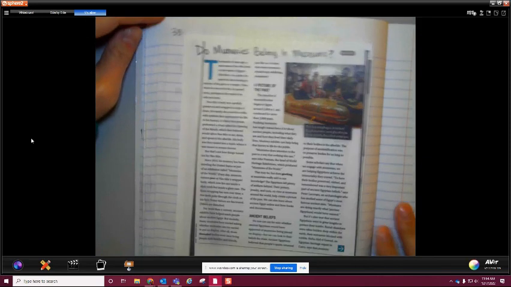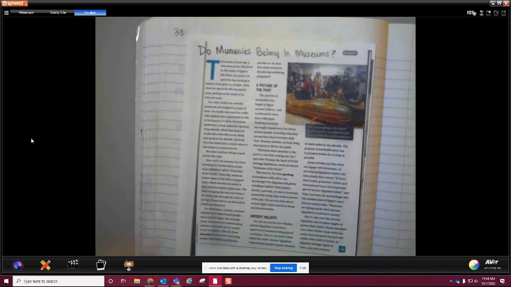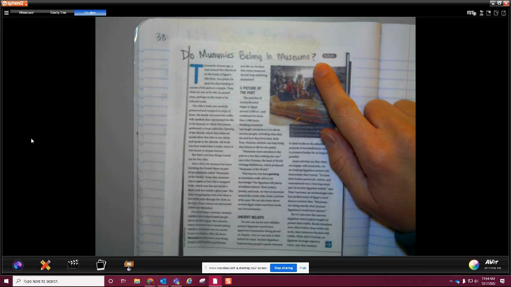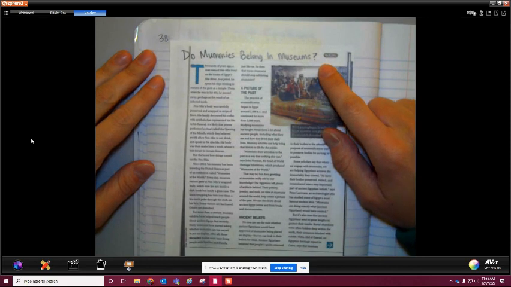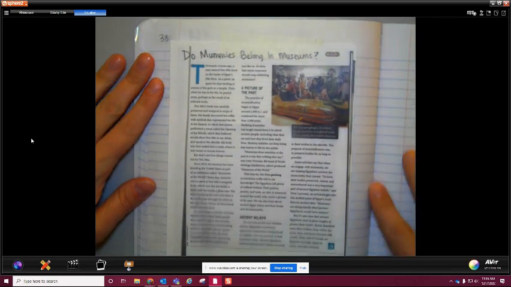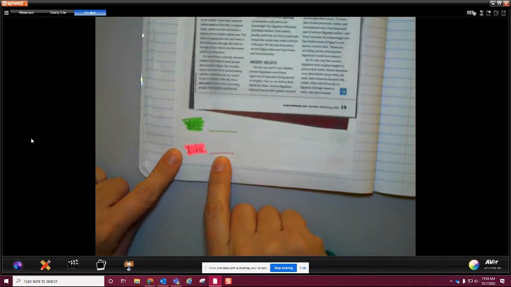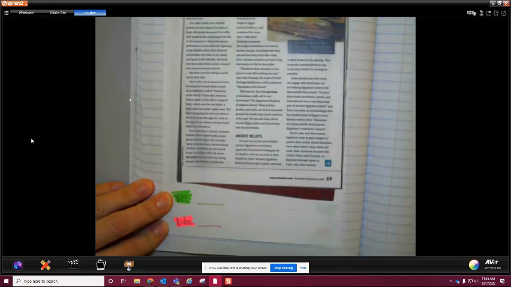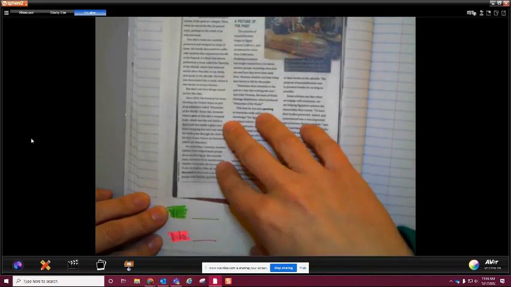Essentially what you're going to do, I'm going to show you in my notebook here, is you are going to annotate this for the specific claims that are happening. There's two different claims in here because, again, the title is "Do Mummies Belong in Museums?" And so obviously you're going to have two sides to that. You have a yes side, yes, mummies belong in museums. That would be their claim. Or mummies do not belong in museums. That would be the other side of it. And what you're going to do is basically trace that argument, both of them, within the same article.